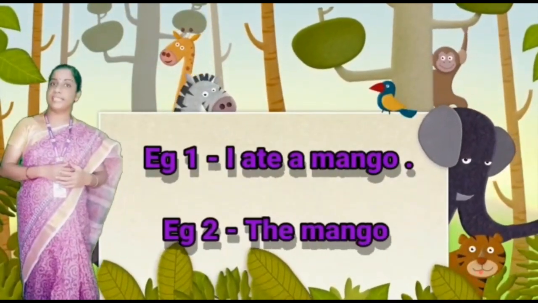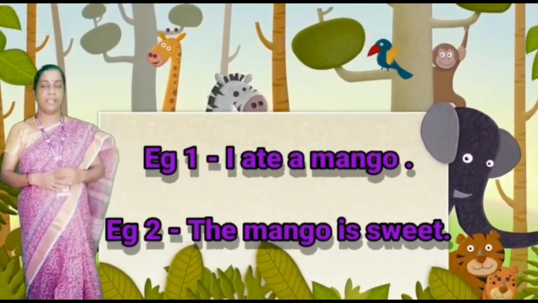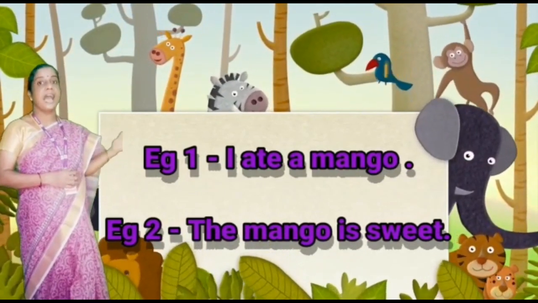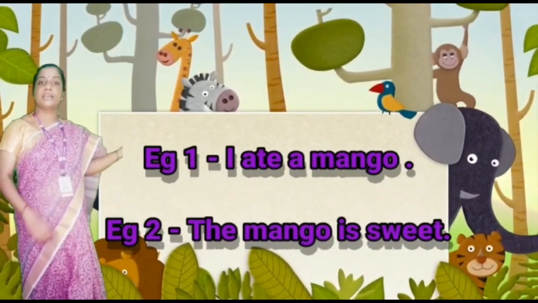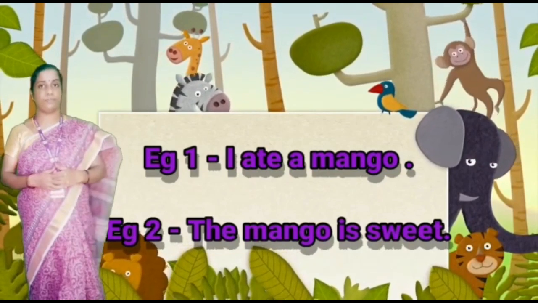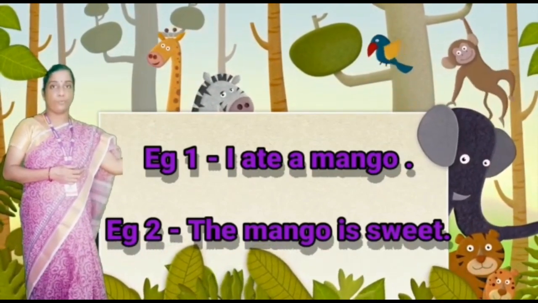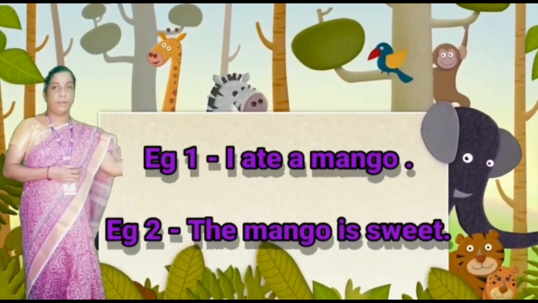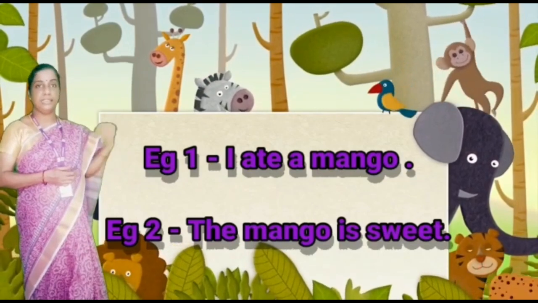And now, children, let us take an example of using the article the. Here is the first sentence: I ate a mango. The second sentence is: The mango is sweet. In the first sentence, here is the noun mango. Before the word mango, we have placed an article a.